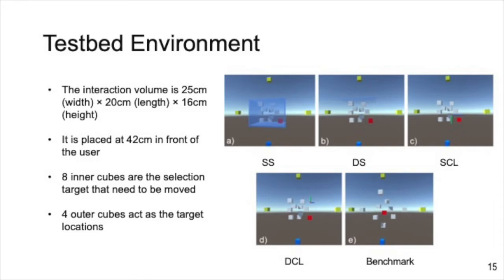There are 8 cubes placed inside the interaction volume as target objects, and 4 outside the interaction volume, that is, 12 centimeters away from the surface and outside the actual visual FOV of the Magic Leap 1, as target translation locations.